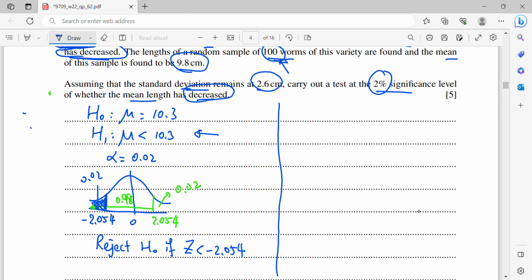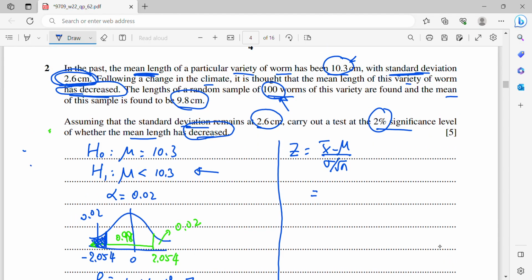So now my calculation will be x bar minus mu over sigma over square root n. Okay, so my x bar is going to be 9.8, because it's mentioned here, the mean of 100 worms. So 9.8 minus the mu at the H naught, which is 10.3, over sigma, which is given, standard deviation 2.6, divided by square root 100. Okay, so from here you will be getting negative 1.92 to 3 significant figures.